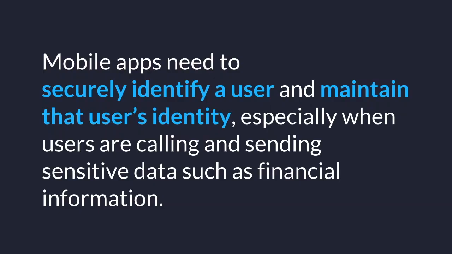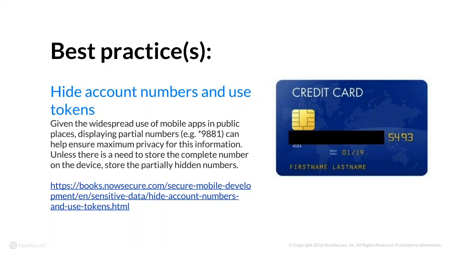Insecure authentication can refer to the process of verifying who you are when using the mobile app. So when you log on to access data, your username and password is what you're authenticating. We have a best practice here that refers to tokens and account numbers when using a mobile app. Obviously that seems very straightforward. Unless there's a need to store the complete number on the device, storing partially hidden numbers makes good sense there. And in that best practice, we have a lot of examples around that.